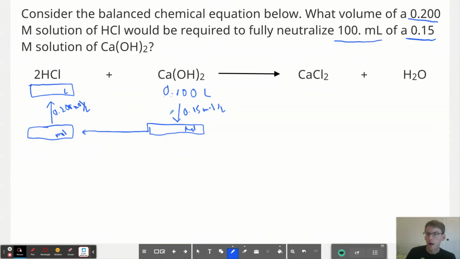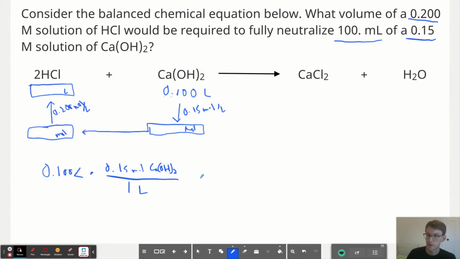So you'll notice here, we don't have to worry about molar mass. If we're working with a solution in a problem like this, there is no molar mass required. So yay, we don't need to add those up. Now, let's just do the dimensional analysis and be done with it. 0.100 liters times 0.15 moles of calcium hydroxide for every 1 liter of solution.